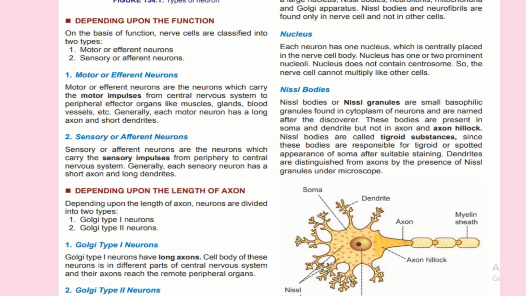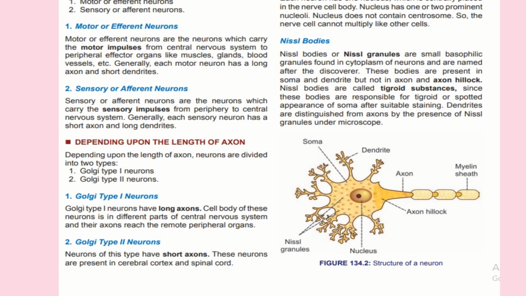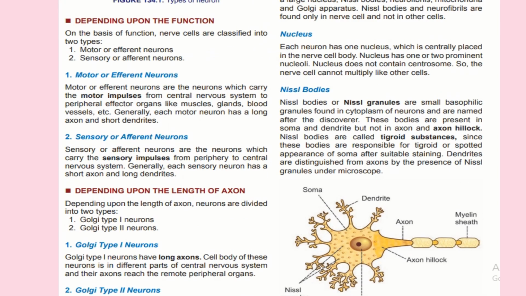Then we have depending upon the length of axon. Depending upon the length of axon, neurons can again be divided into two types: Golgi type 1 neuron and Golgi type 2 neuron. Golgi type 1 neurons have long axons. The cell body of these neurons is in different parts of the CNS and their axon reaches the remote peripheral organ. Then we have Golgi type 2 neurons. Neurons of this type have short axons. These neurons are present in the cerebral cortex and spinal cord, so they cover a shorter distance.